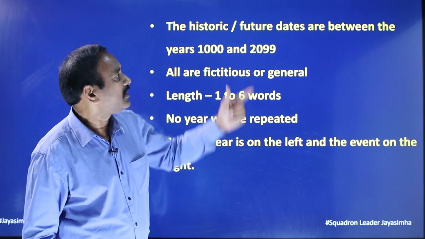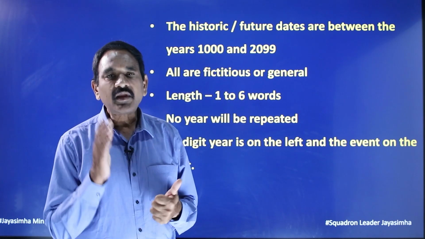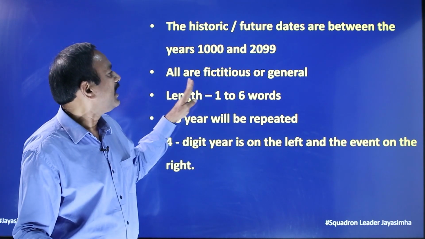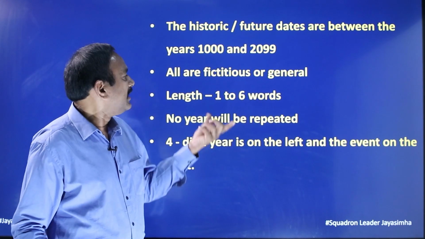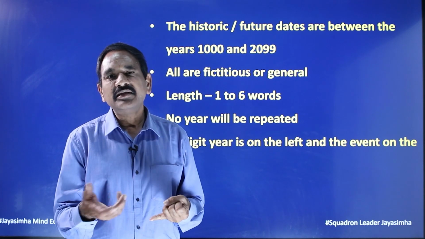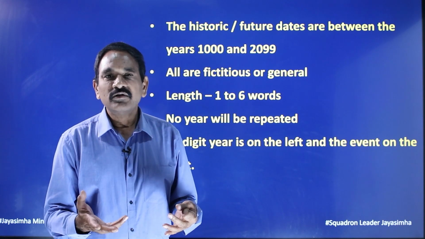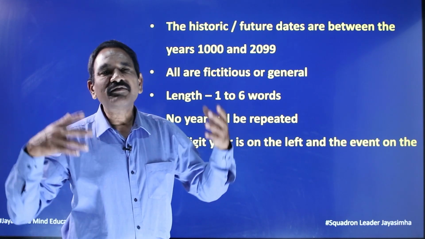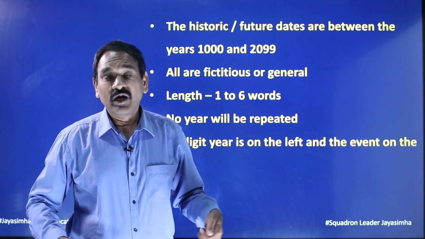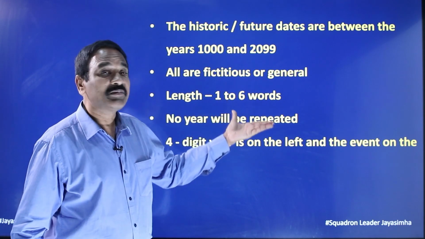The historic future dates are between the years 1000 to 2099. So you will have a 4-digit number, right? All are fictitious or general in nature. The length of each event is 1 to 6 words. For example, the cat married a dog, right? Cobra went to the moon to research, something like that. All of them are very fictional. Cricketers are in isolation for 3 years. So like this, there will be words, a maximum of 6 words.